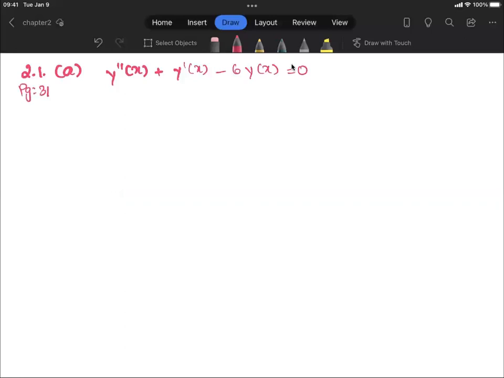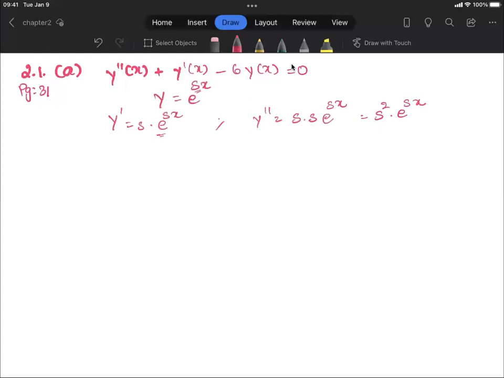So in this problem, we are asked to solve this particular differential equation. And this is a second order linear differential equation. So let's assume the solution is of the form e to the power sx, where we don't know what s is and we need to find it out. So the first derivative would be e to the power sx times s, and the second derivative would be, s is a constant, so we're going to take the derivative of the first derivative. So it's going to be s squared times e to the sx.